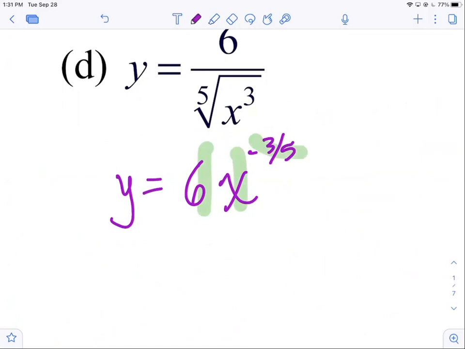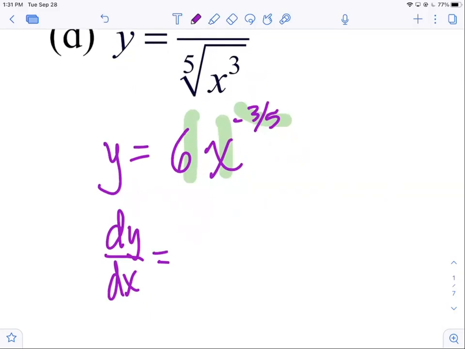So here we go. Y prime or dy dx, that's the derivative of the left, and multiply, subtract, multiply, subtract. 6 times negative 3/5 is negative 18/5, right? Because that's 6 over 1. You multiply straight across. Times x to the subtract. Negative 3/5 minus 1 is the same as negative 3/5 minus 5/5, which is negative 8/5. There you go. Multiply and subtract.